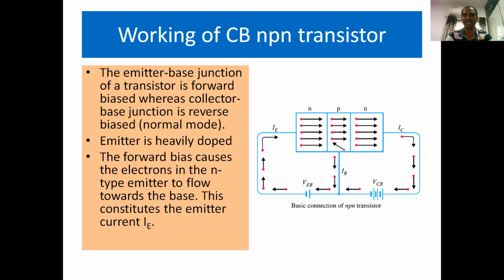Now we will see the working of an NPN transistor under common base configuration. Under common base configuration, the emitter base junction of the transistor is forward biased and the collector base junction is reverse biased. That means active mode or normal mode. Already I mentioned the emitter is heavily doped. As a result, the forward bias causes the electrons in the n-type emitter to flow towards the base. This constitutes the emitter current IE. You can see this here.